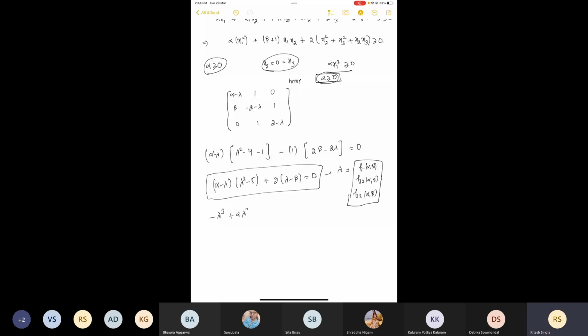Plus alpha times lambda squared plus 5 lambda plus 2 lambda, it will be 7 lambda, minus 5 alpha plus 2 beta is equal to 0, right? So this is the case, more or less. But what do we want? We want all those lambda i to be greater than or equal to 0.